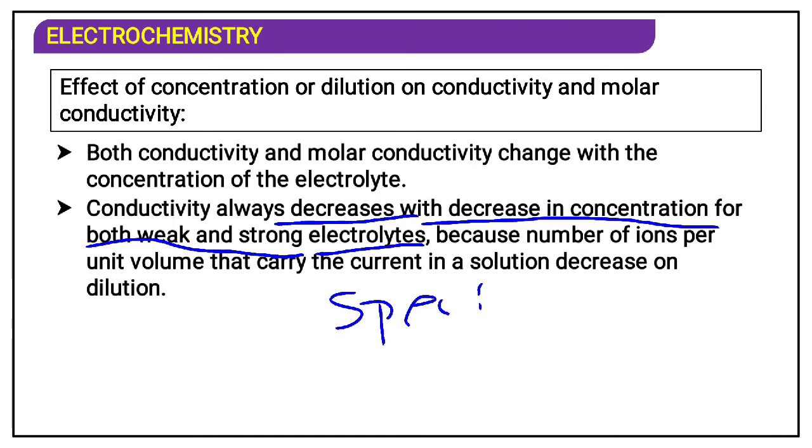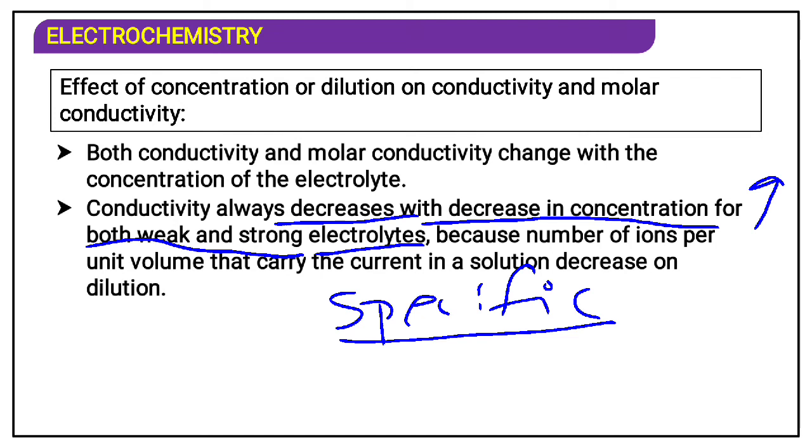This specific conductance decreases with a decrease in the concentration, for both weak electrolyte and strong electrolyte, because the number of ions per unit volume that carry the current in the solution decreases. Now, a decrease in the concentration is nothing but an increase in the dilution. If concentration decreases, it indicates that dilution increases.